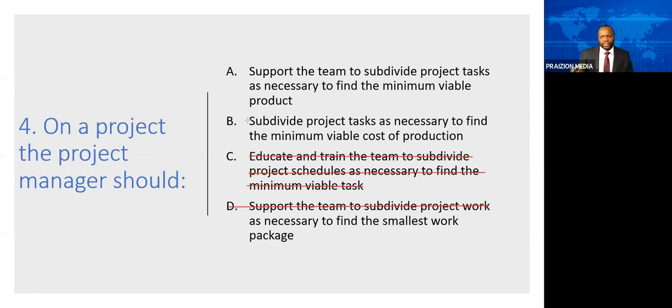Our goal is to subdivide project tasks so that we can manage the work in the world of predictive properly in a WBS, but it's not to find the minimum viable cost of production, which is not even a term that we use in predictive or agile. So B is bogus. The answer to this is A, exactly as it is in the content outline. And that's why I recommend that you read the content outline, because you will know for a fact where the PMI are going. You will know.